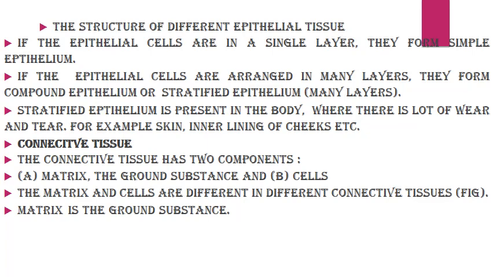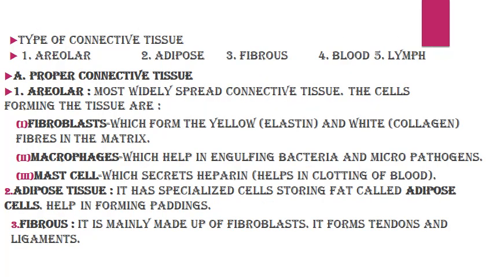Connective tissues. The connective tissues have two components: matrix, the ground substance, and cells. The matrix and cells are different in different connective tissues. Types of connective tissues: areolar, adipose, fibrous, blood, and lymph. Proper connective tissues: areolar, the most widely spread connective tissue.